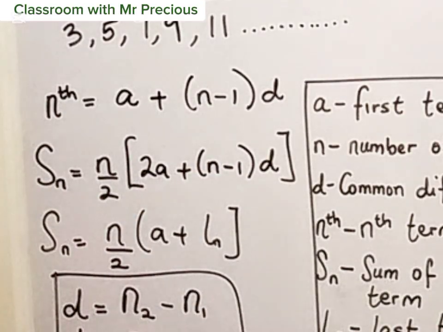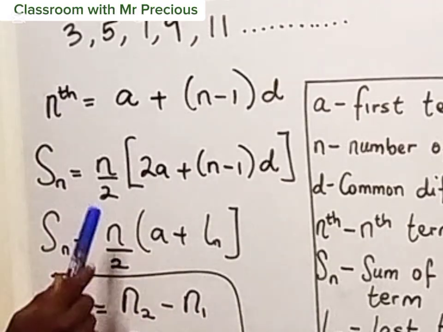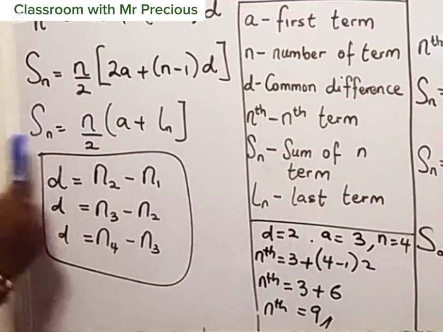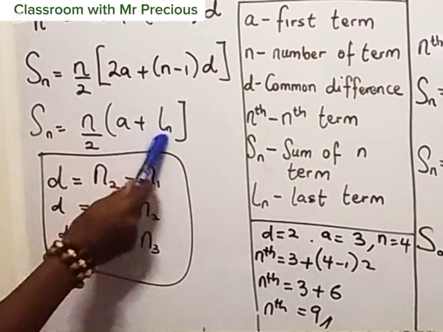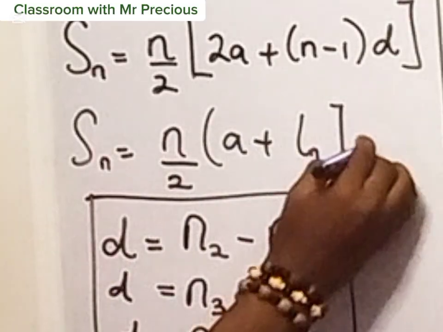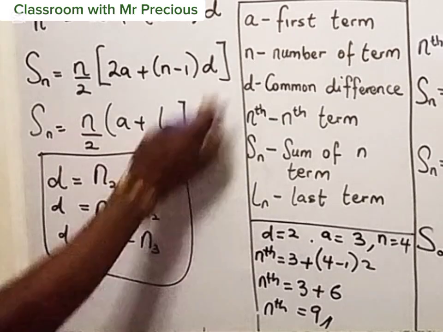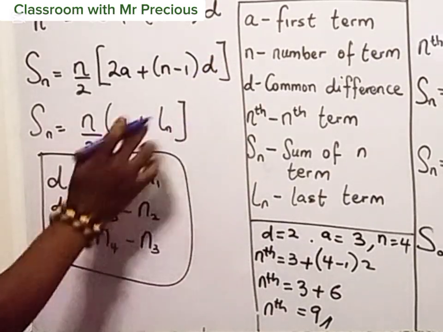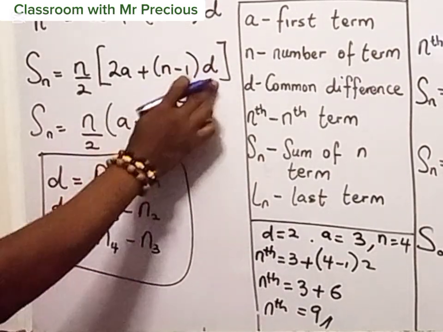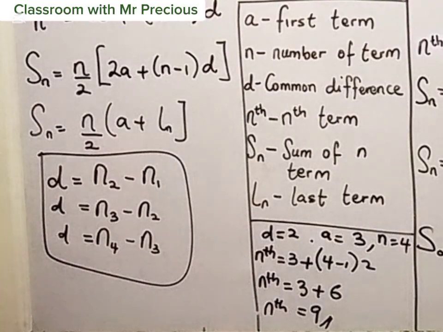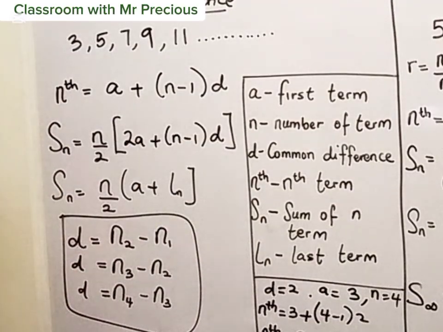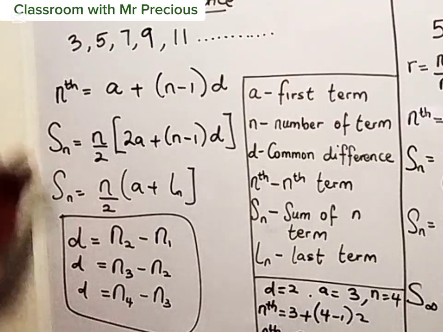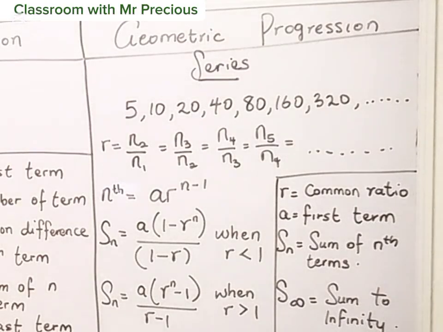But what if you're given the number of terms, the first term and the last term, and you're looking for the sum? If you have the first and the last term, please use this formula. But if you don't have the last term, you can use this formula. These formulas are just the most important formulas in sequence. So let's go over to series.